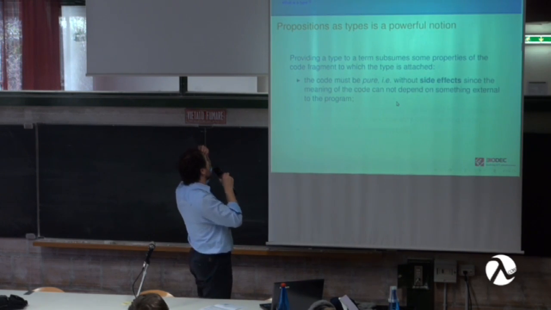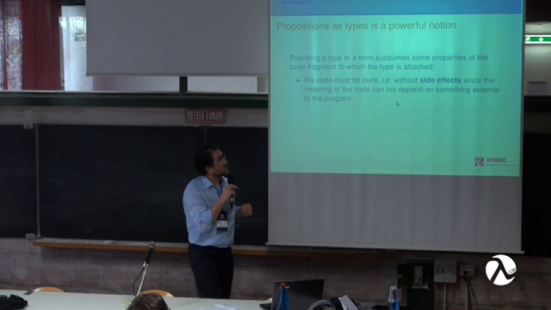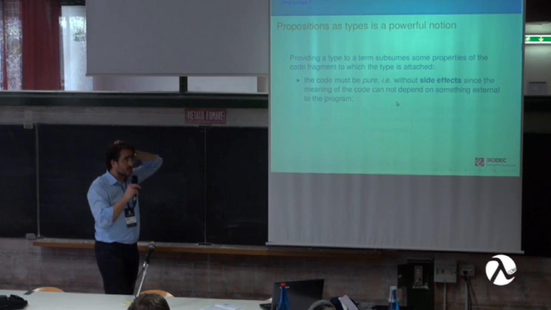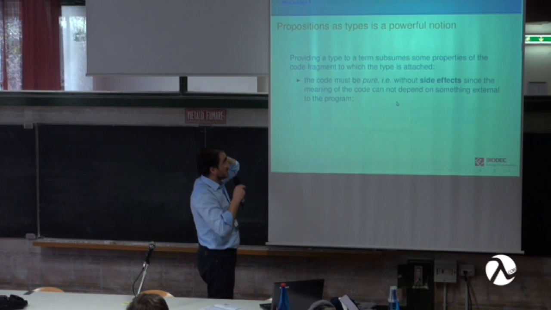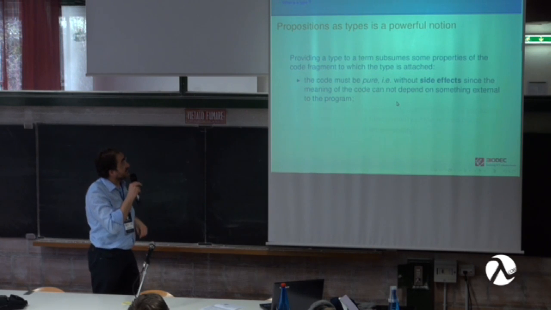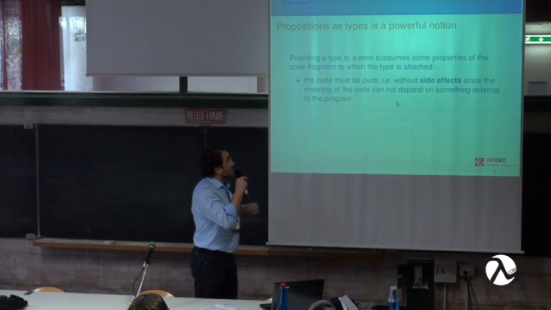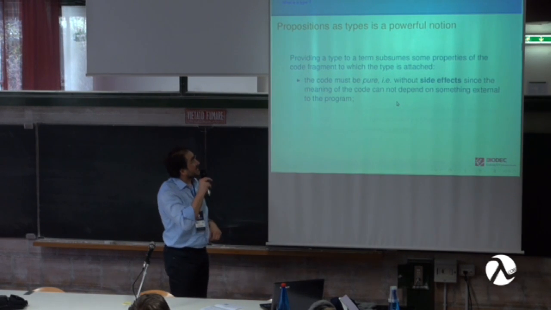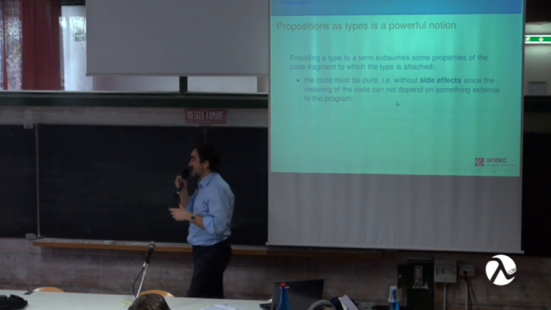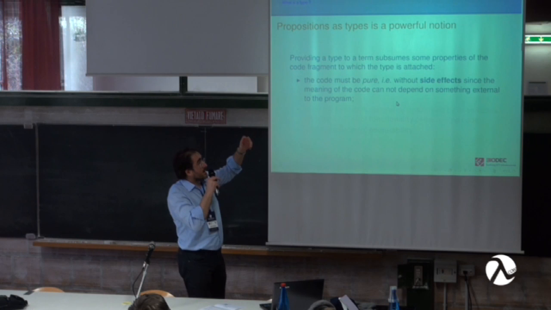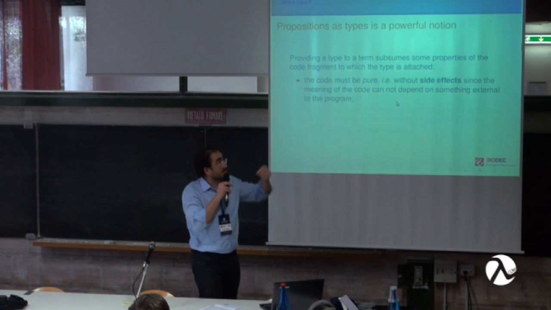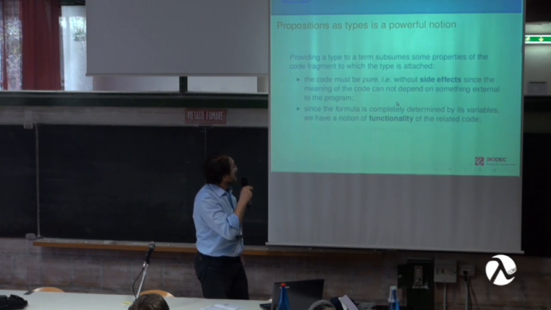It means that the code must be pure. It should not have side effects. I assume that all of you attended Bartosz Milewski's talk a few moments ago, and so I won't get into the detail of what a pure function is and what side effects are, but since our code should always, in a sense, be the same, even the fact that we have a type of a certain kind always implies that our code should be pure.